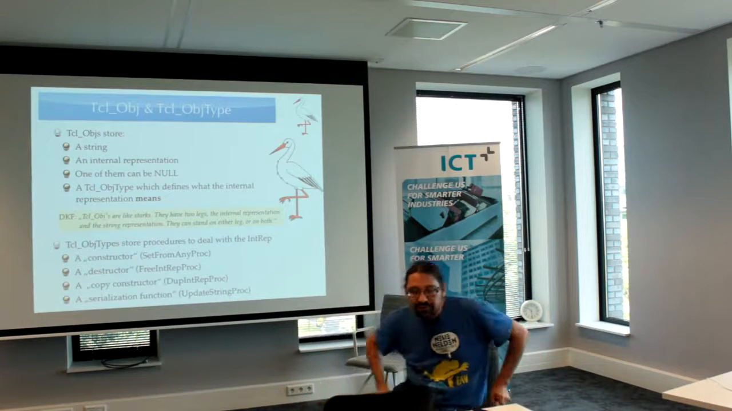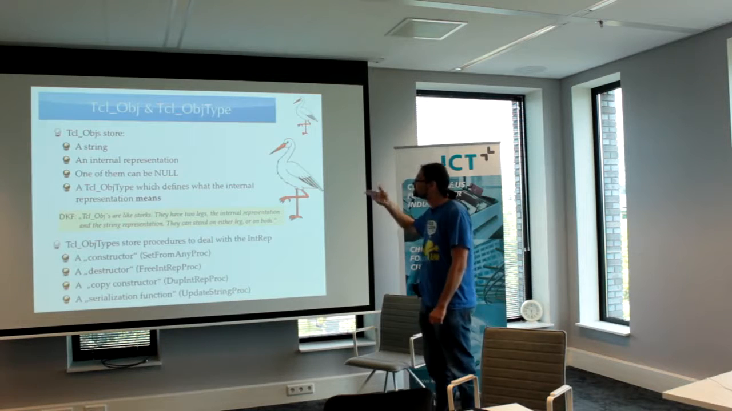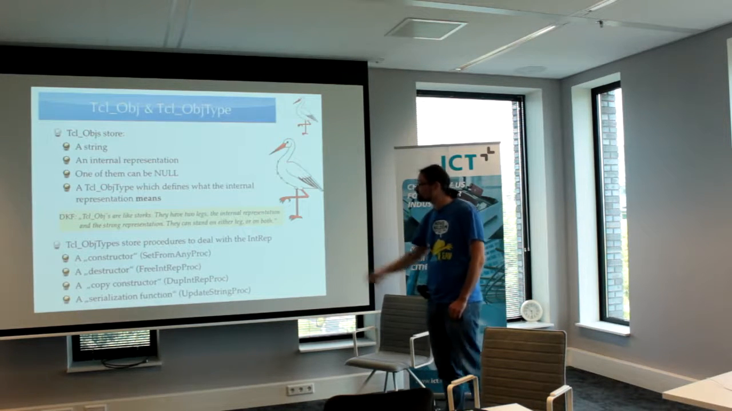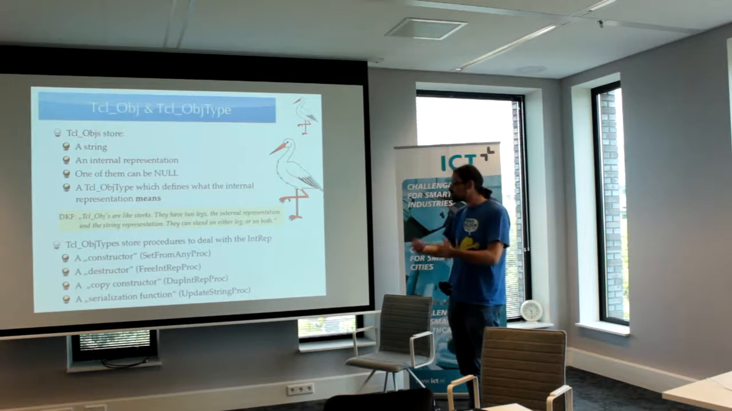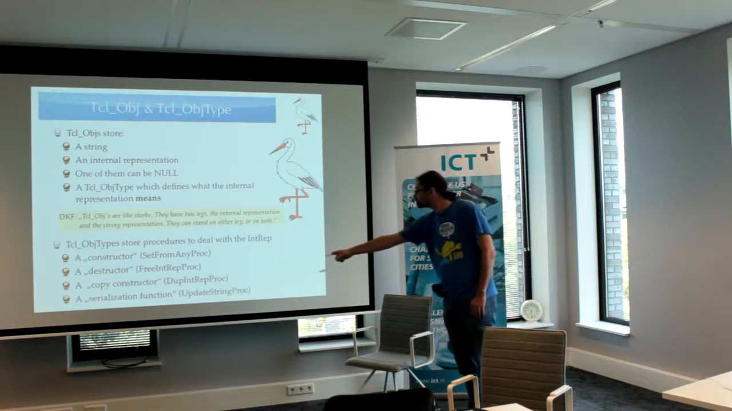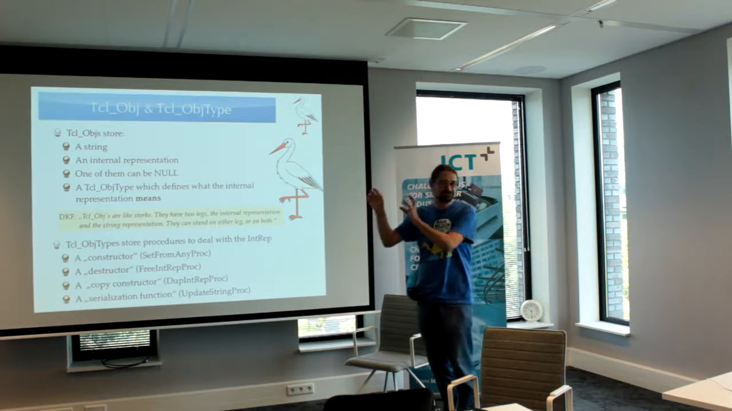OK, so on the C side, what do you have to do to make such a TCL object type yourself? Because an extension is allowed to define such a TCL object type on itself. So a TCL object stores a string and an internal representation. One of them can be null. And for the TCL object type, you need to define a bunch of functions in C. It's like a constructor, which defines how to make that internal representation. A destructor, which defines how to remove that. A copy constructor, and a procedure, which tells you how to create a string out of that internal thing. So for example, if it would be an integer, it's just something like printf, more or less.